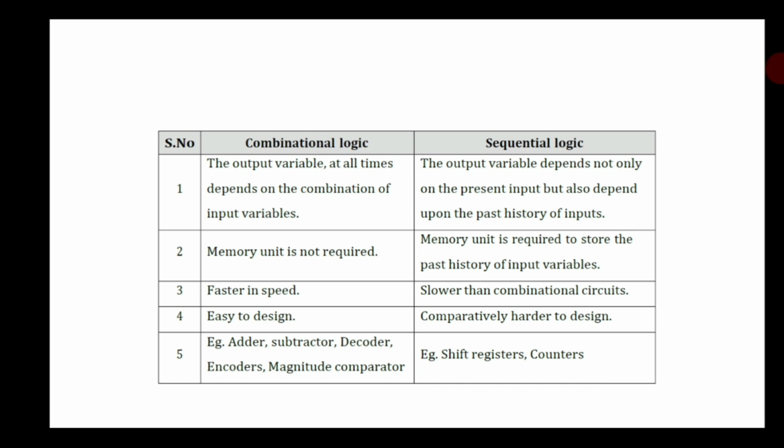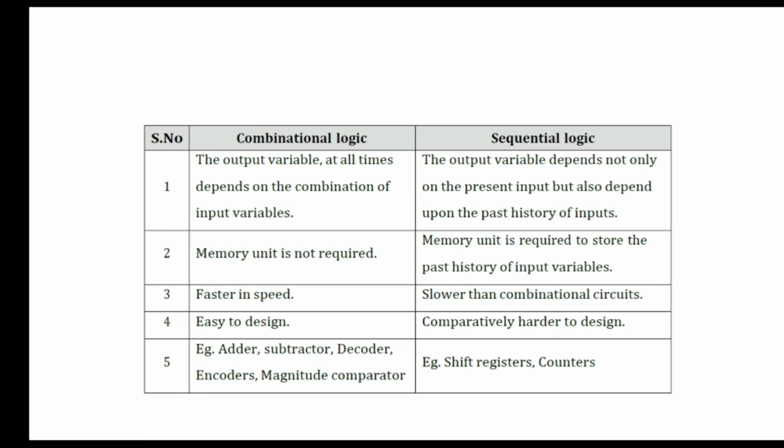When comparing with the sequential logic, the combinational logic is faster in speed. When comparing with the sequential logic circuit, the combinational logic is very easy to design. Let us see the examples of combinational logic circuits. The adder, subtractor, decoder, encoder, magnitude comparator, mux, and demux are some of the examples of combinational logic circuits. The shift registers and counters are some of the examples of sequential logic circuits.